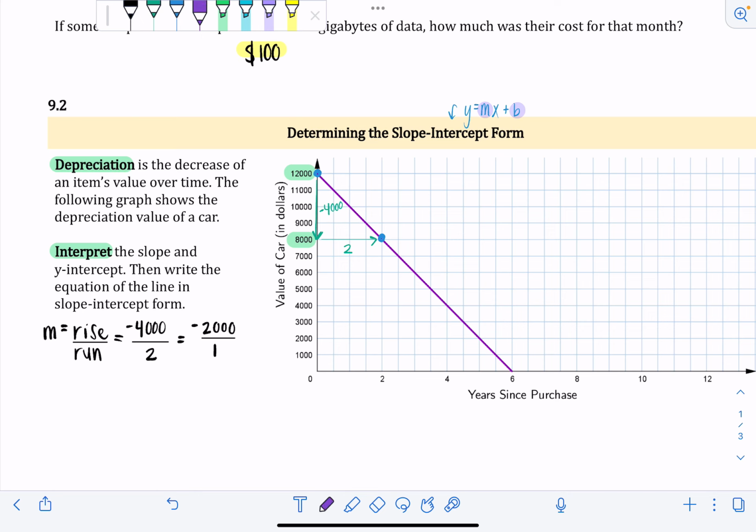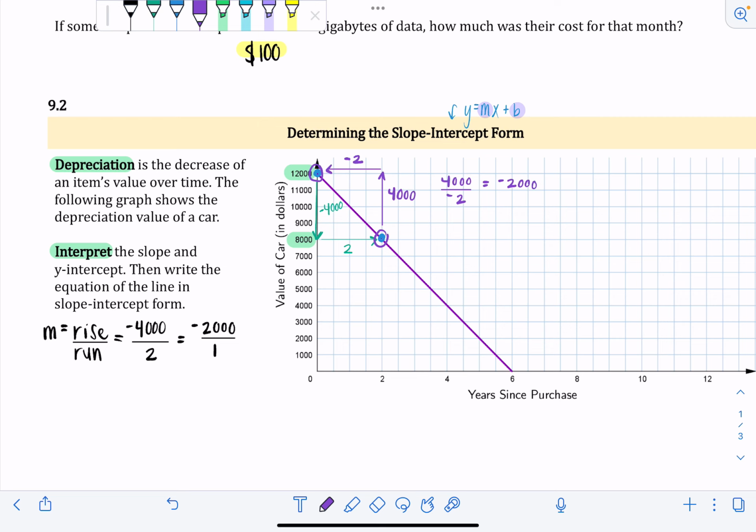So let's say I started with this point right here, and I'm like, okay, to get from this point to this point, I actually have to go up 4,000. So it would be a positive 4,000, but then I have to go left 2. So going left 2, that would make my run a negative 2. So this would be 4,000 over negative 2, which still simplifies to negative 2,000.